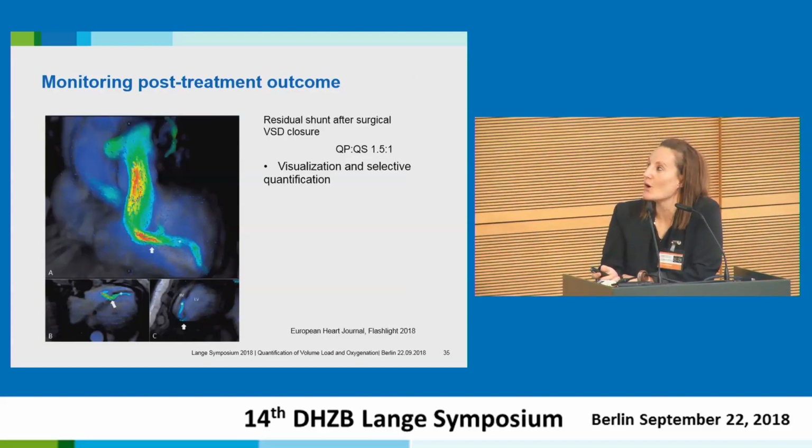Other groups also publish case reports, for example, for visualization and selective quantification of a residual shunt after surgical VSD closure. This was actually a myocardial infarction VSD, which was closed with a patch, and postoperatively blood was flowing from the left ventricle in between the patch and the septum to the right ventricle.